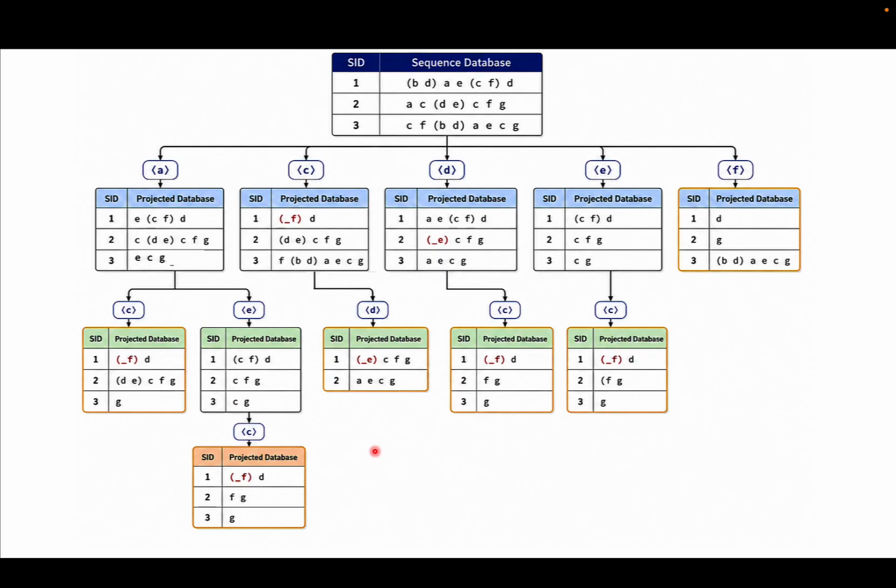At the end, I can read all the frequent sequences, which are A, C, D, E, F, then AC, AE, AEC, CD, DC, EC, and F.